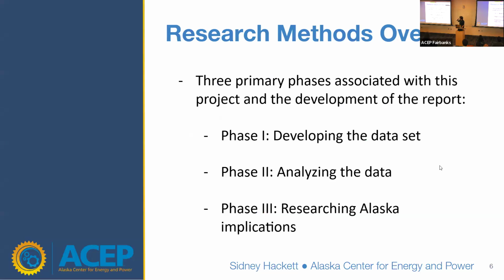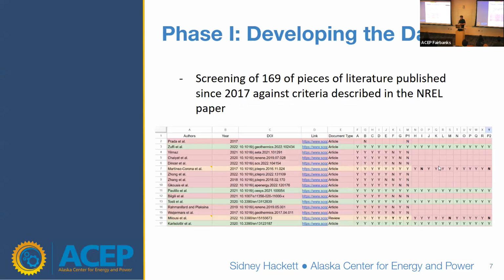A quick overview of my research methods. There were 3 primary phases associated with the project and the development of my report. Phase 1 was developing the data set, phase 2 was analyzing the data, and phase 3 was researching the Alaskan implications. In developing the data set, I began by screening 169 pieces of literature against criteria described in the NREL paper. Some examples of this criteria are the papers being centered around geothermal energy in the first place, giving numeric results, things of that nature.